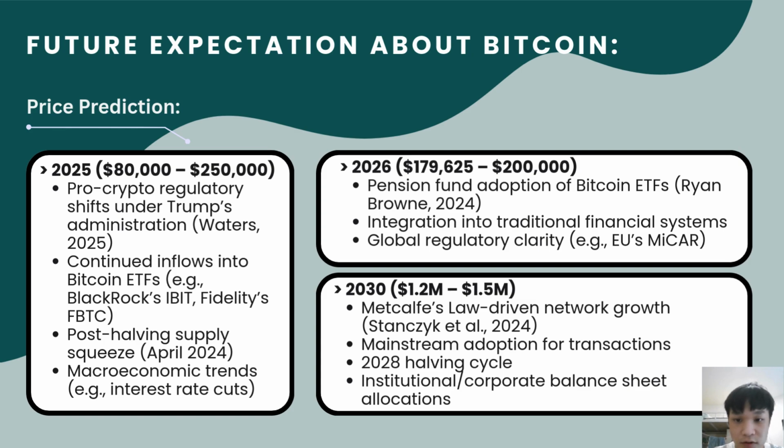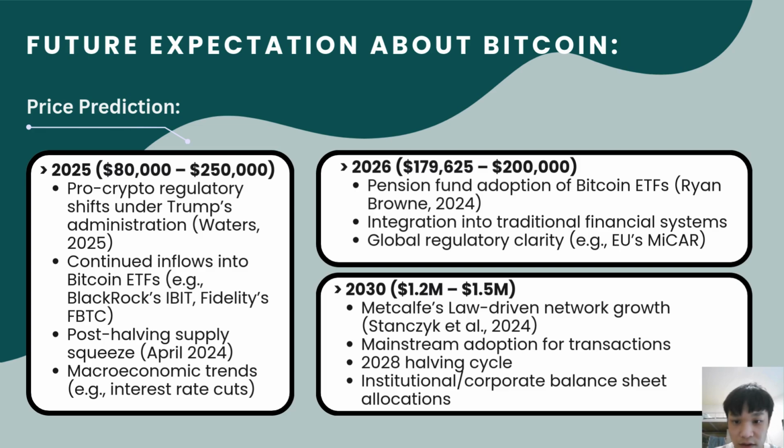Additionally, the April 2024 halving, which cuts the creation of new Bitcoins in half, will likely reduce supply and push prices higher. Finally, lower interest rates could lead people to seek alternatives to traditional saving, further boosting Bitcoin's appeal. Moving forward to 2026, Ryan Brown suggests Bitcoin might climb to $179,000 to $200,000.